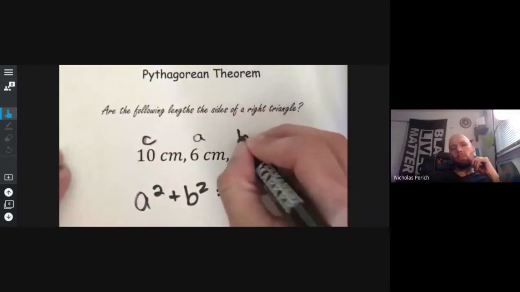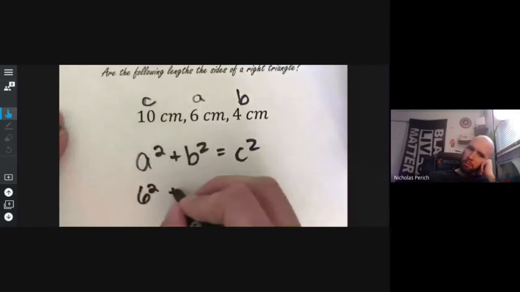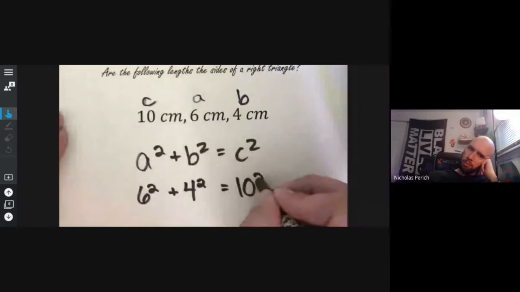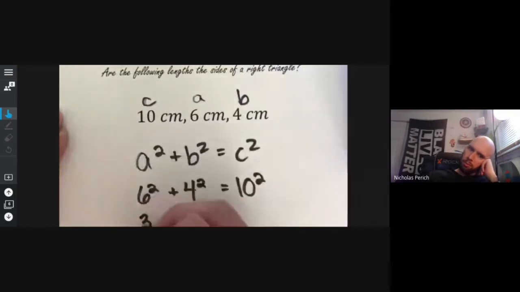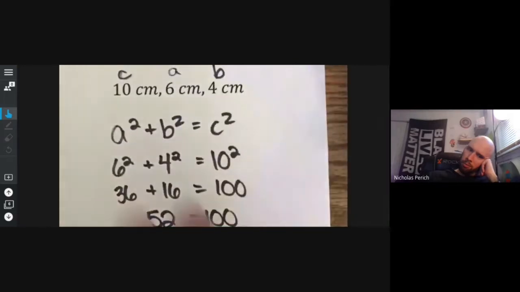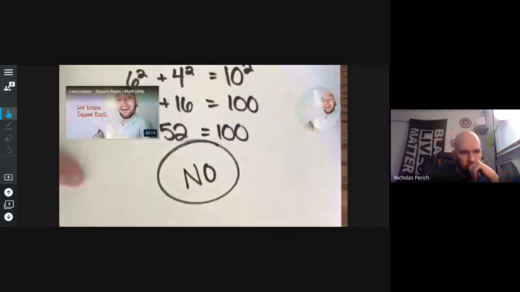A, 6 squared, plus B, 4 squared, has got to equal 10 squared in this case. 6 squared is 36, 4 squared is 16, 10 squared is 100. 36 plus 16 is certainly not 100. So in this case, the question, is this a right triangle? No, it is not, because the math does not add up.